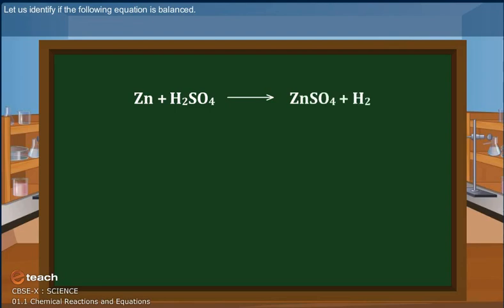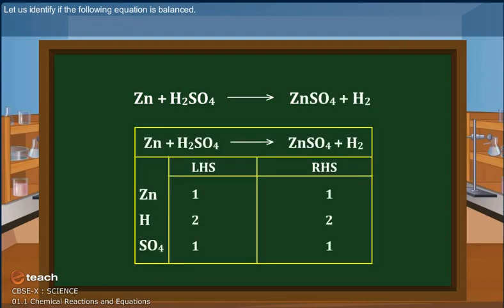Let us identify if the following equation is balanced. Take a look at equation 1. Number of zinc atoms on the left-hand side equals 1. Number of hydrogen atoms on the left-hand side equals 2. Number of sulfate atoms on the left-hand side equals 1. Number of zinc atoms on the right-hand side equals 1. Number of hydrogen atoms on the right-hand side equals 2. Number of sulfate atoms on the right-hand side equals 1. Hence, this is a balanced equation.